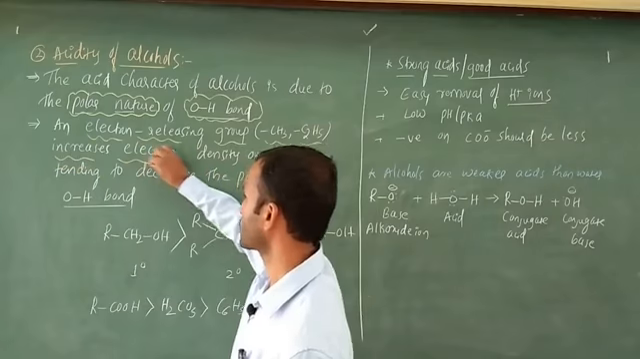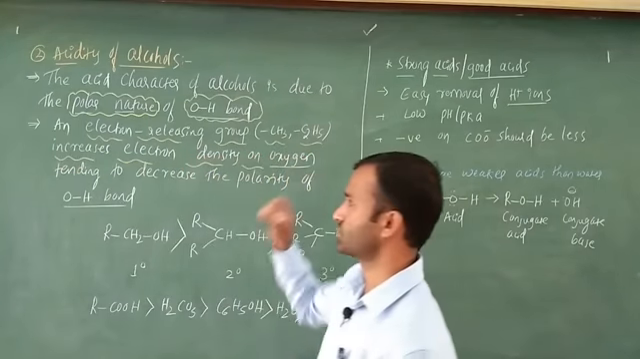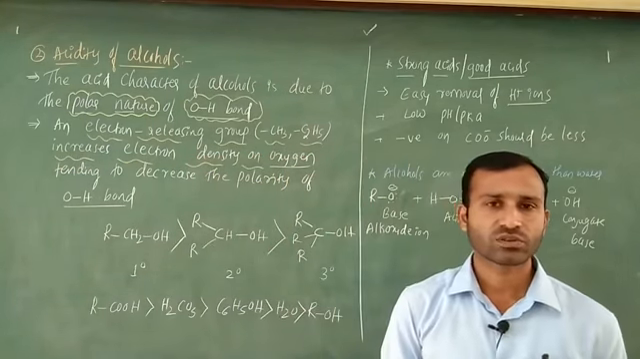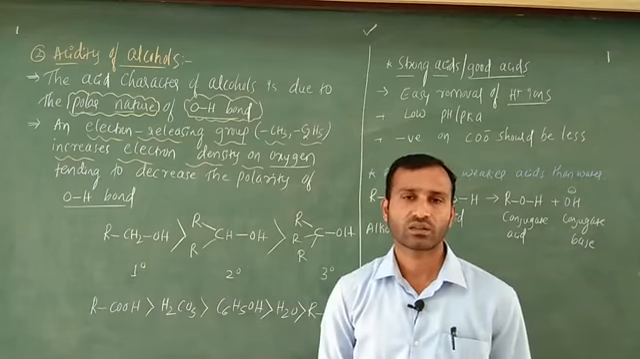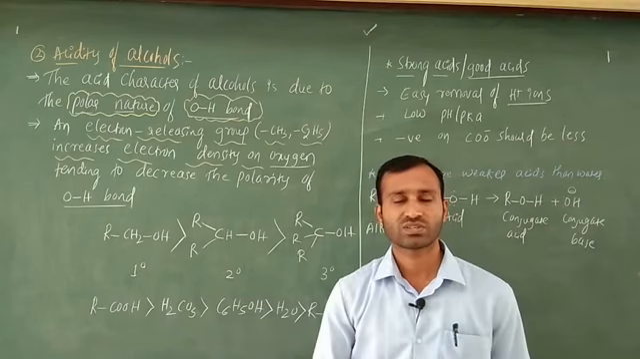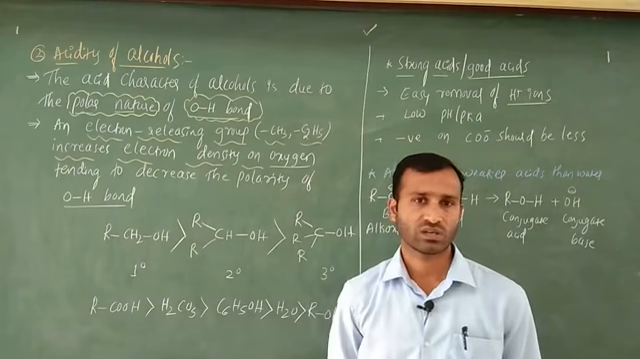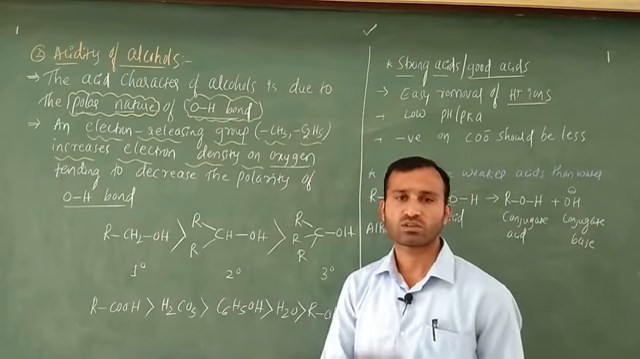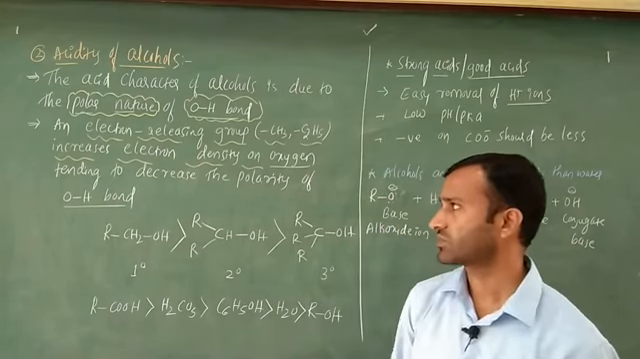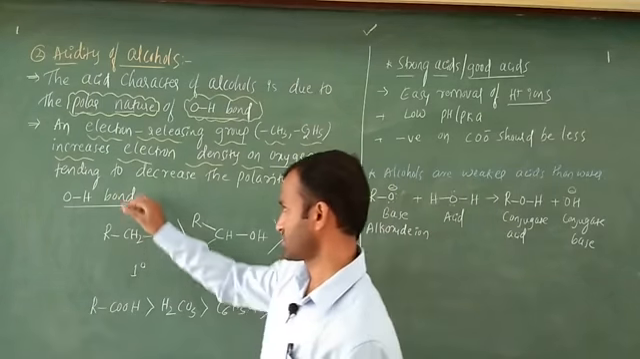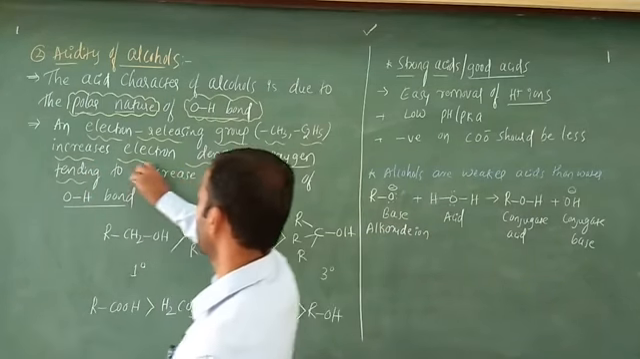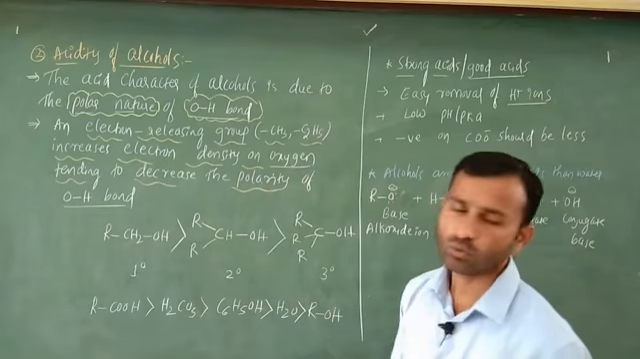They increase the electron density on oxygen. Please try to understand the meaning of electron density: it means an increase in the number of electrons. That point indicates electron density, tending to decrease the polarity of the OH bond.